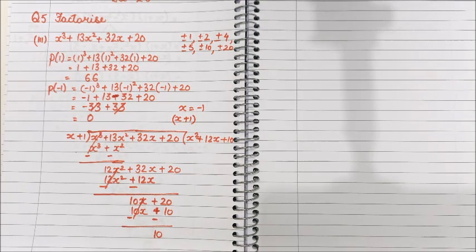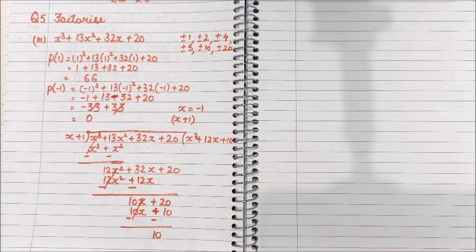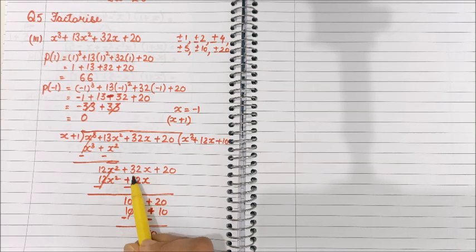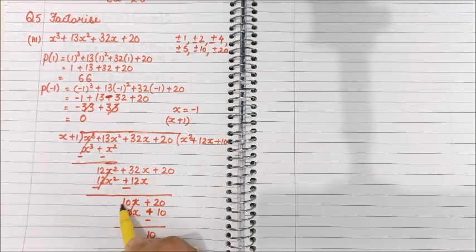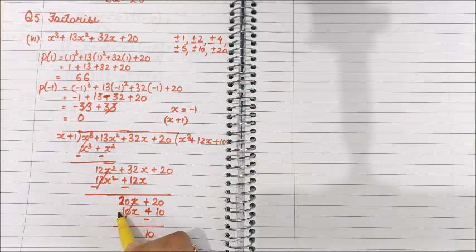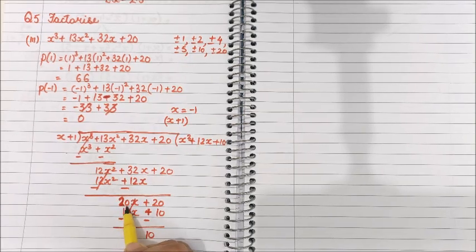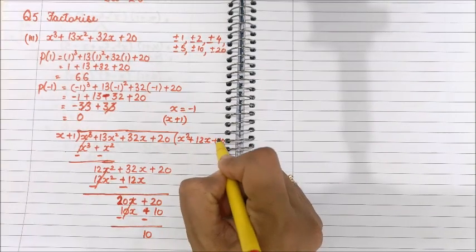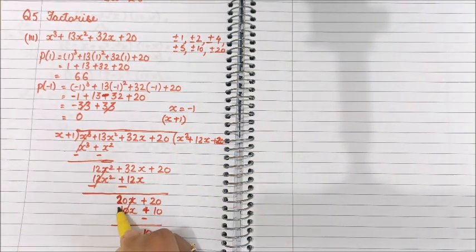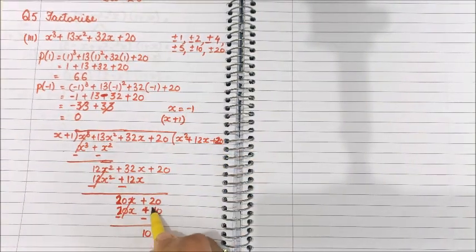I think we have done some mistake, because here we should not get 10. Okay, I got it. When we subtract this with this, I should have here 20. So this is the mistake that I did here. To get 20 here, it means I have to multiply this with 20, not with 10. So this will give me 20x, and this will also be 20.